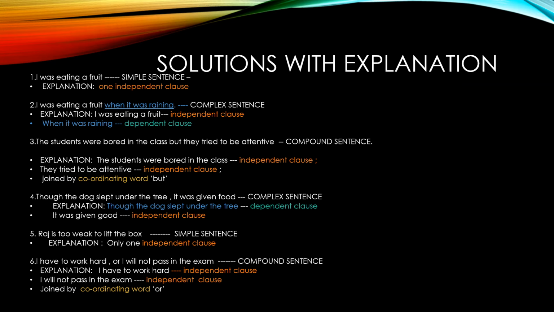Fourth: "Though the dog slept under the tree, it was given food." Here, it is a complex sentence because "it was given food" is an independent clause, and "though the dog slept under the tree" is a dependent clause. It is depending on the main clause. Fifth sentence: "Raj is too weak to lift the box." It's a simple sentence. Only one independent clause is there. Sixth sentence: "I have to work hard or I will not pass in the exam." Again, it is a compound sentence. Why? Because it has two independent clauses joined by the coordinating word "or".